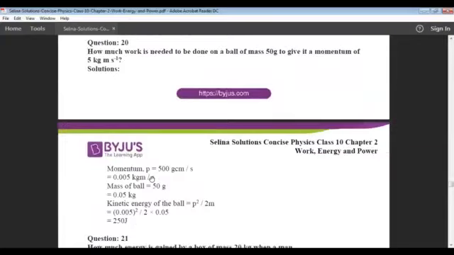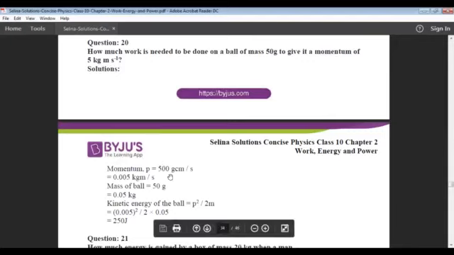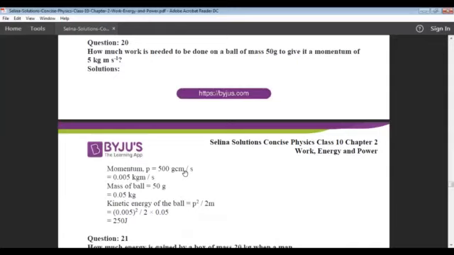20th numerical. How much work is needed to be done on a ball of mass 50 gram to give it a momentum of 5 kg meter per second? Okay, so momentum is how much? 500 gram centimeter per second. So if you convert in kg meter per second, it will be 0.005 kg meter per second.